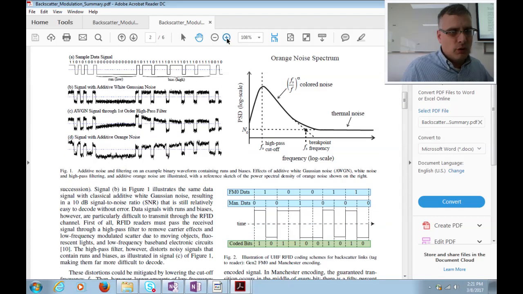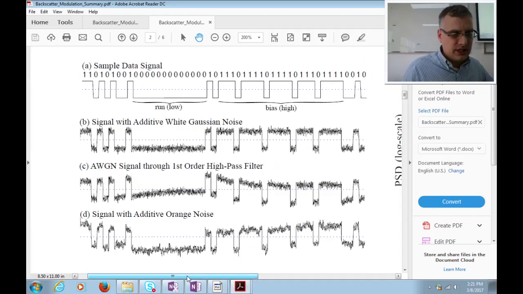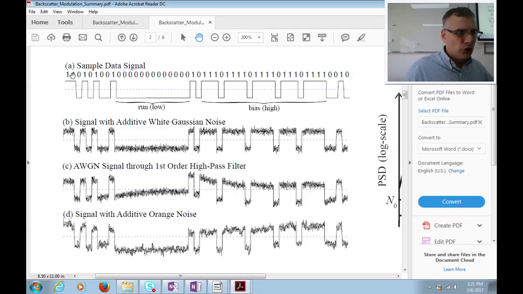Here's a nice illustration of what happens to digital data when you transmit it through these channels, especially if you don't encode it properly. So here's some sample data that I wrote up here. And notice I've intentionally put in a section that has a run, a lot of ones or zeros that are the same. And I also put a section up here that is not necessarily a run, but it's a bias. It's where you have a bunch of ones mixed in with some zeros. And so if you put the signal with additive white Gaussian noise, this has a signal to noise ratio of about 10 dB. You see, 10 dB is pretty decodable, right? I look at that signal, I say, oh yeah, I can tell what the ones are and what the zeros are. I can see my runs, I can see my biases pretty easily.